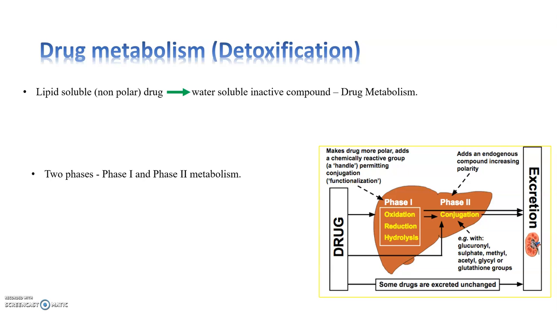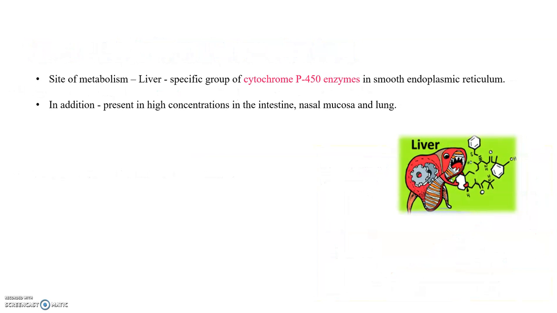Mostly this metabolism is performed by our liver. Our endoplasmic reticulum is enriched with a number of enzymes required for this metabolism, mainly the cytochrome P450 enzyme group, and it helps a lot in metabolizing a drug.